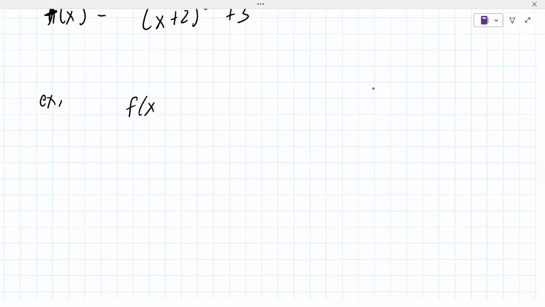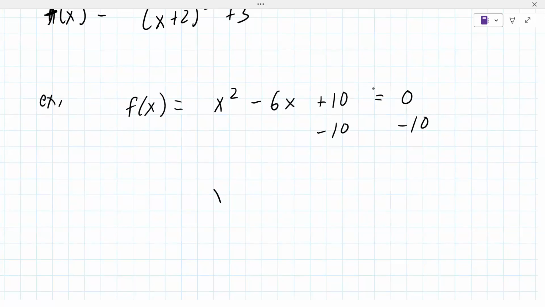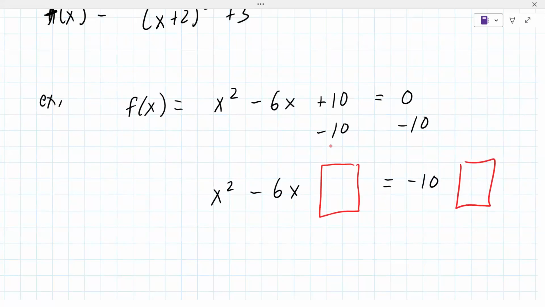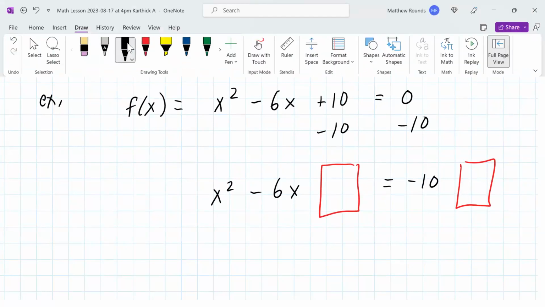So let's say f of x equals x squared minus 6x plus 10. Okay. So again, my approach, you set it equal to 0. Move the constant over. You leave a space. And for now, you'll see me drawing these boxes. And the idea is to indicate you're going to put the same thing in both positions.